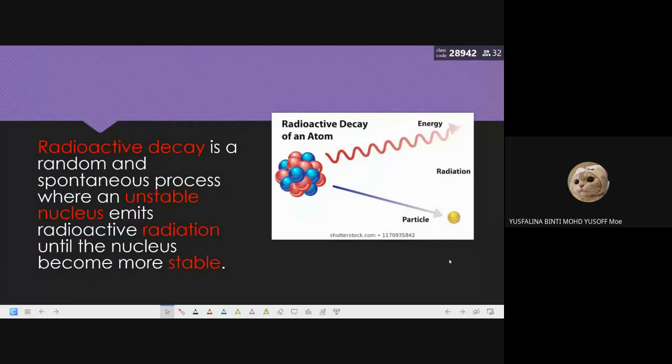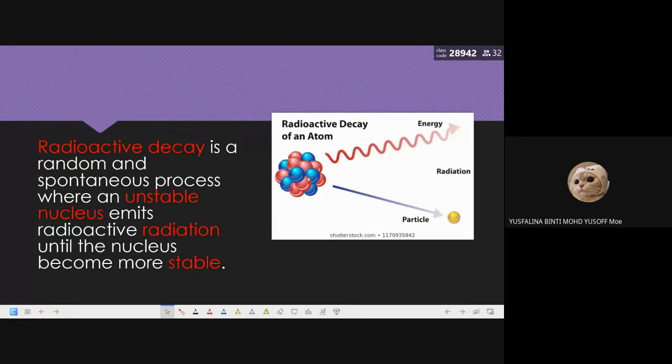So what is radioactive decay? Radioactive decay is a random and spontaneous process where an unstable nucleus emits radioactive radiation until the nucleus becomes more stable. It is just a spontaneous and random process that emits radioactive radiation in order to become more stable.